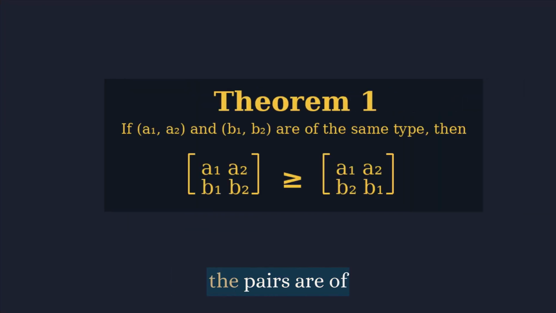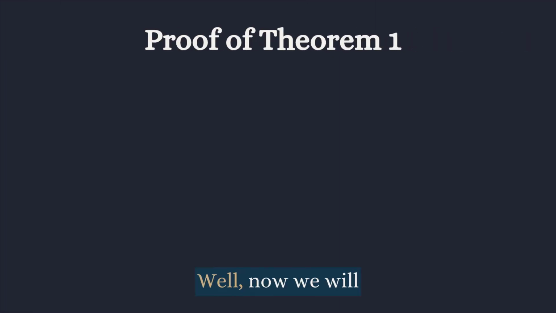Theorem 1 states, if the pairs are of the same type, then the standard bracket is always greater than or equal to the swapped version. Well, now we will prove this theorem.